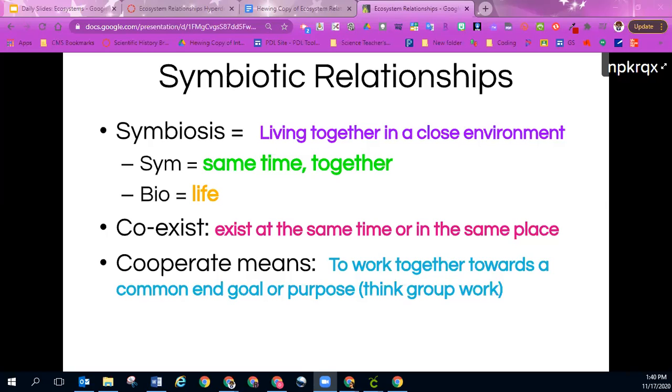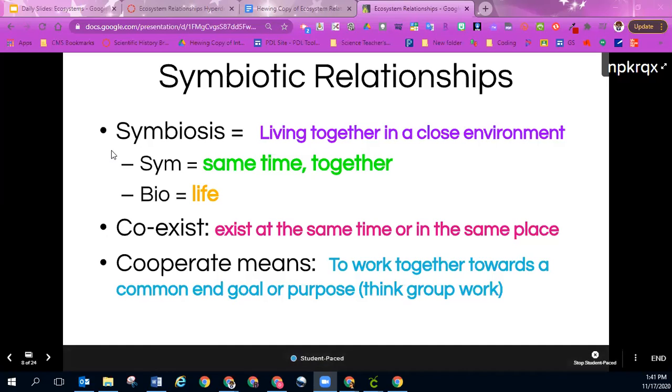Within those relationships, they can do one of two things. Either they can coexist, which means they exist at the same time in the same place, or they can cooperate, which means they work together for a common end goal or purpose. Either they can just live in the same place, which doesn't mean they're not going to fight or that there won't be issues, or they can work together to accomplish a goal.